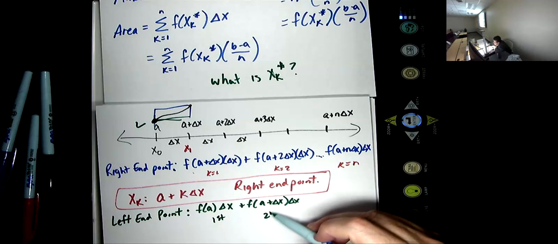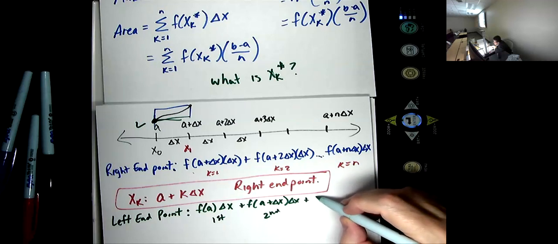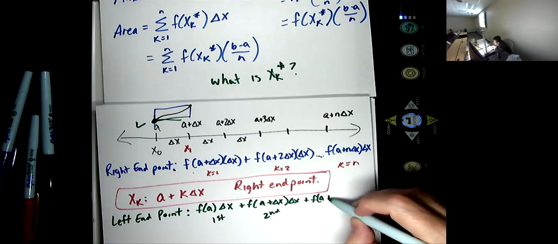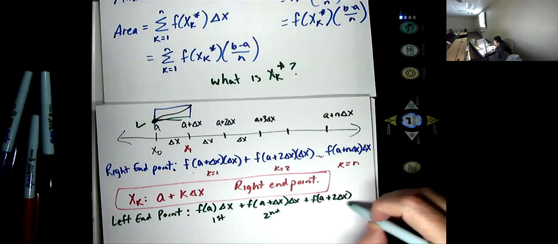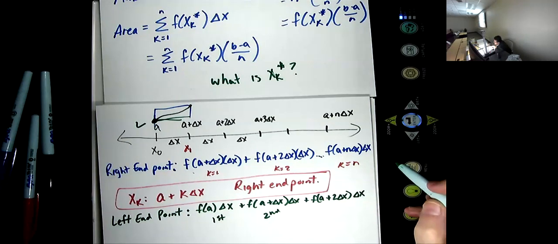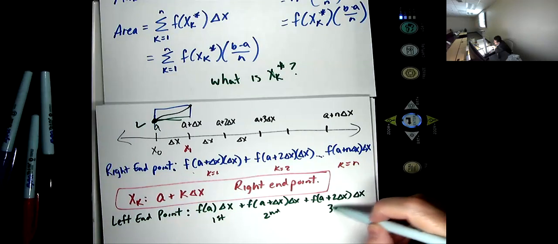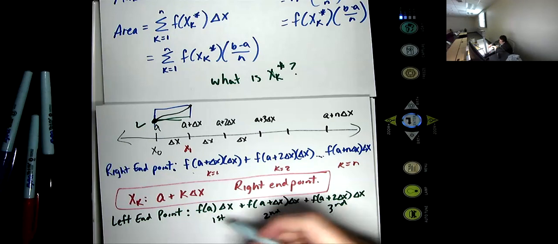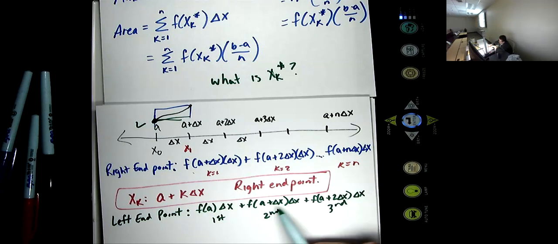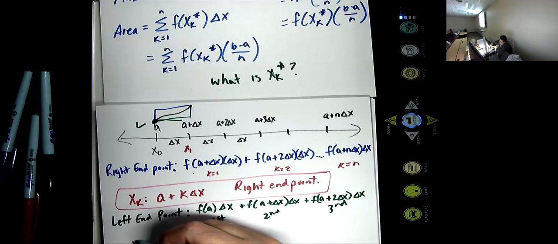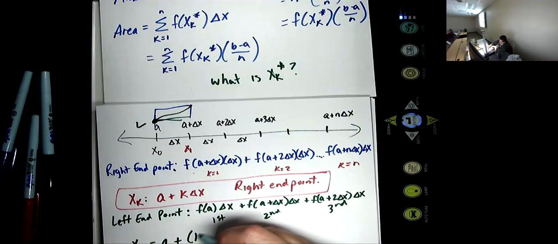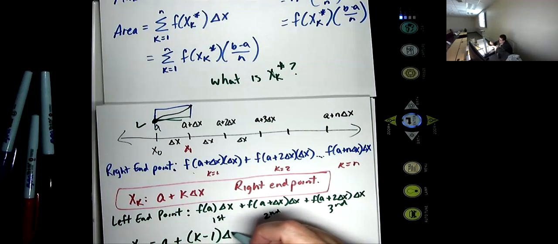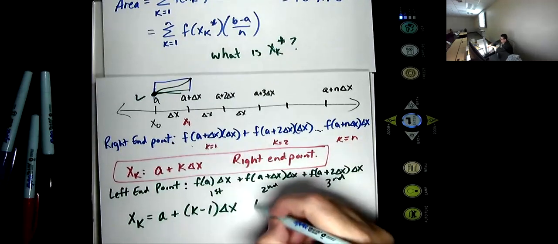My second box. My third box would be A plus 2 delta x, times delta x. That's my third box. So if I'm following a pattern here of what gets added to A, like a multiplier times delta x, it looks like x sub k is A plus k minus 1 times delta x. That's left endpoint.